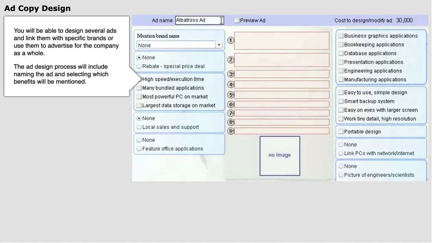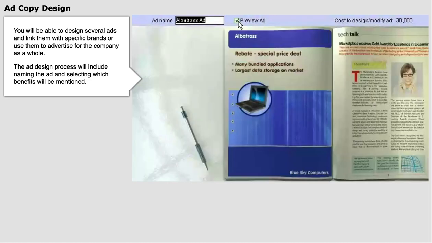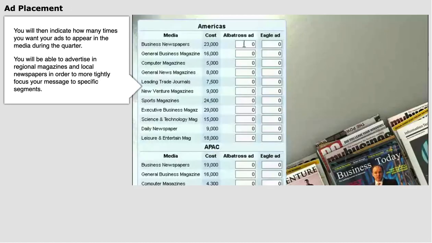You will be able to design several ads and link them with specific brands or use them to advertise for the company as a whole. The ad design process will include naming the ad and selecting which benefits will be mentioned. You will then indicate how many times you want your ads to appear in the media during the quarter. You will be able to advertise in regional magazines and local newspapers in order to more tightly focus your message to specific segments.